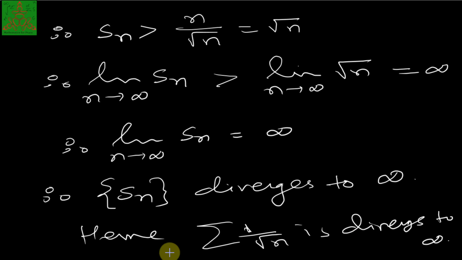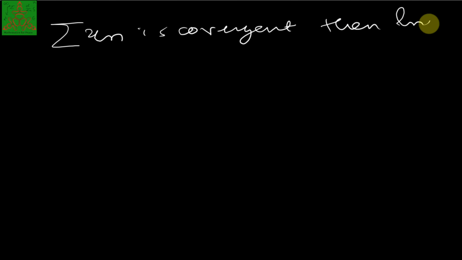So what we have observed here is again that if summation of un is convergent, then the limit of un is 0 as n tends to infinity. But the converse of this result is not true. This is a necessary condition for convergence. But the negation of this result is true.